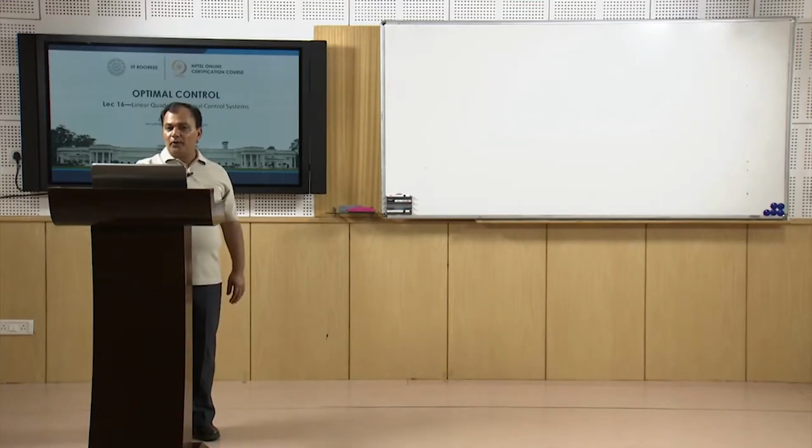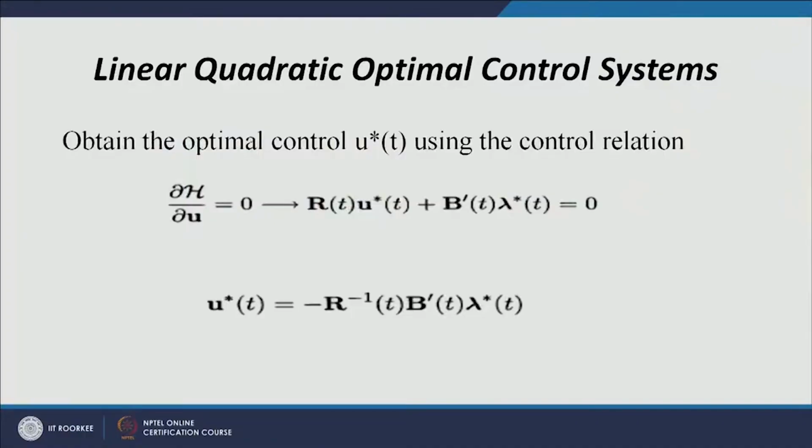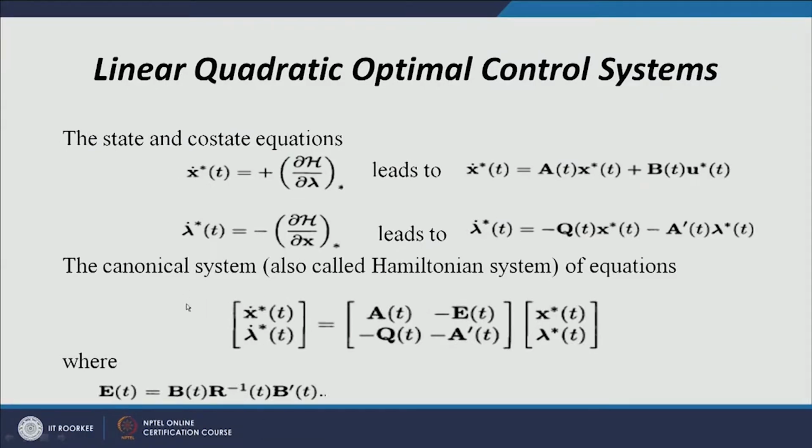We first define our Hamiltonian H, we take del H by del u equal to 0 which gives u equal to minus R inverse B prime lambda(t). Then we define our Hamiltonian system, x dot and lambda dot represented in terms of x and lambda. So, we have the n by 1 state vector and n by 1 co-state vector, so the total dimension of the system is 2n by 2n.